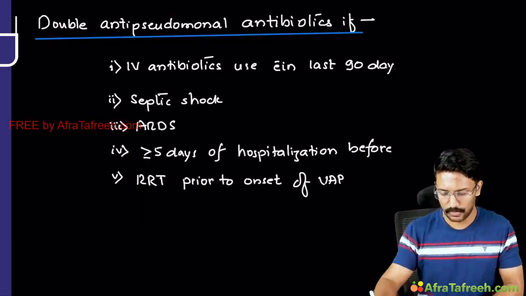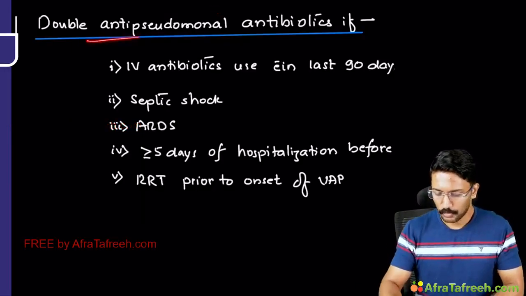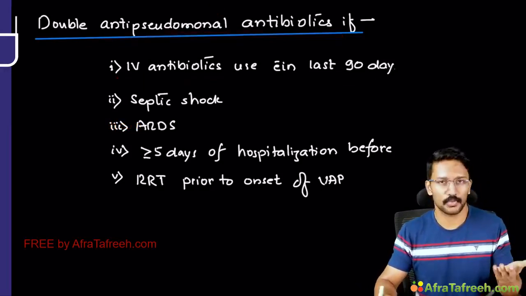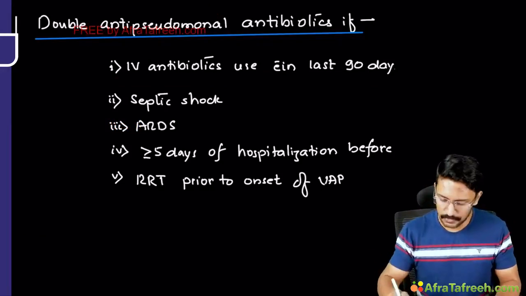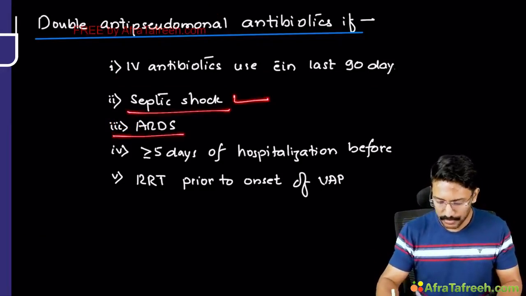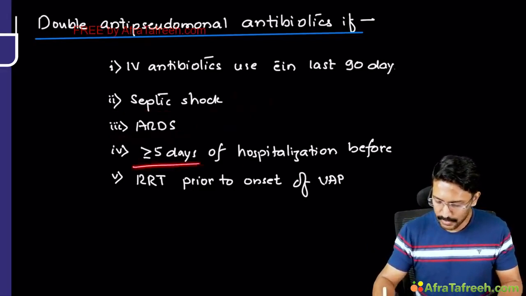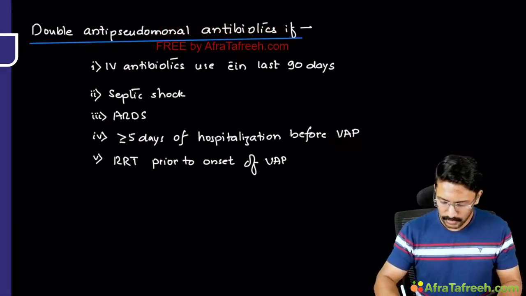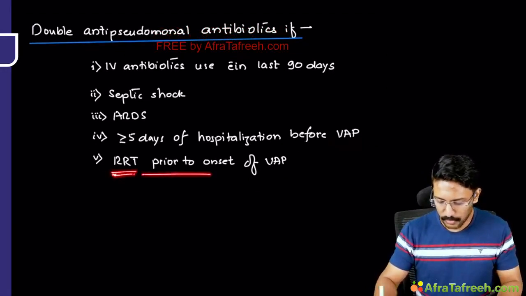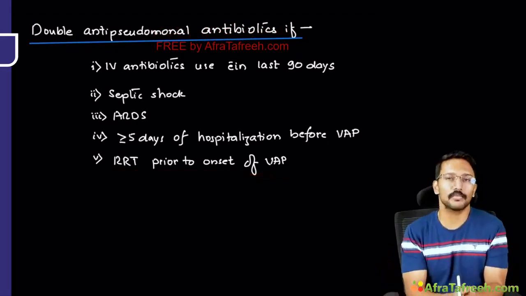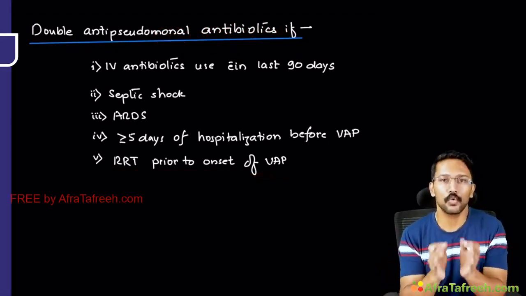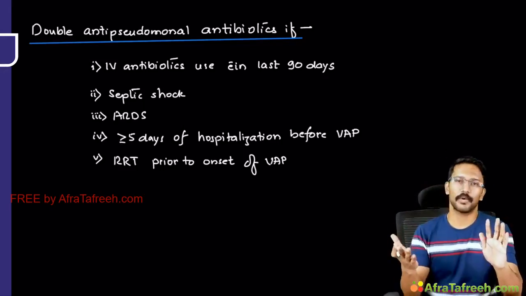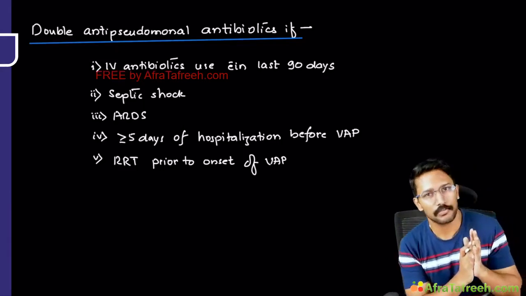So I made a summary of the points you need to remember. Double anti-pseudomonal antibiotics are indicated if there was IV antibiotic use within the last 90 days, which is associated with a high risk of drug-resistant infections; if the patient is in septic shock; if the patient has ARDS; if there are more than 5 days of hospitalization before the development of ventilator-associated pneumonia; or if there was dialysis or renal replacement therapy prior to onset of ventilator-associated pneumonia. In all these circumstances, preferably use two anti-pseudomonal antibiotics, right? Otherwise, the primary focus is on covering Pseudomonas. If MRSA risk is there, you add MRSA coverage.